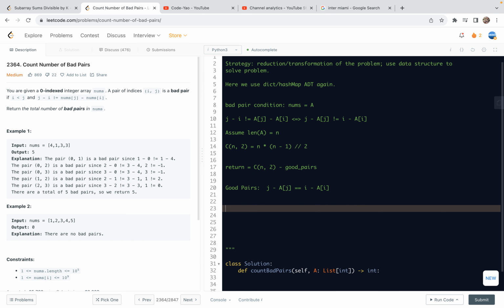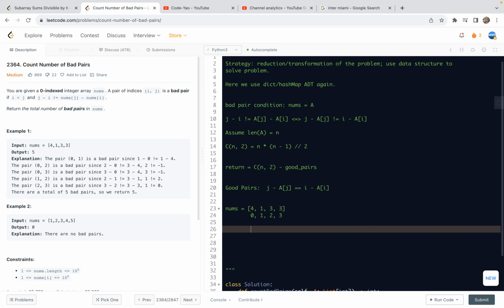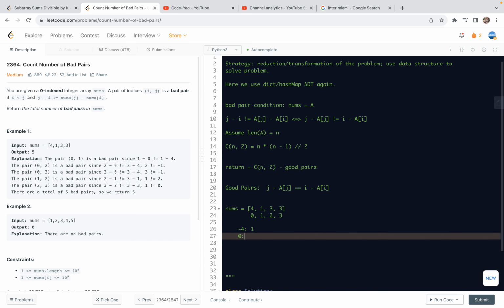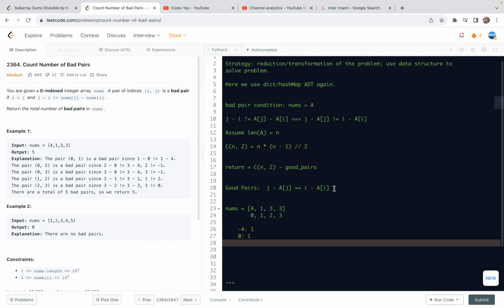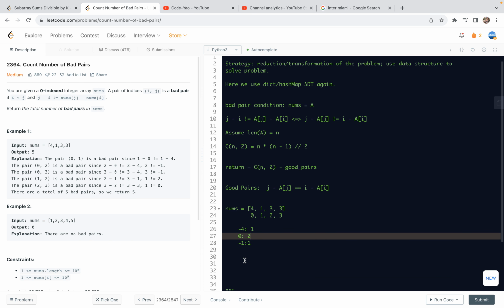For example, let's use the nums in this example. So we have the indices 0, 1, 2, and 3, and then we compute the index minus the number. So the first one is -4, and it appears once. The second one is 0, so it appears once for now. Then 2 minus 3 is -1, so it appears once. And 3 minus 3 is 0, so it appears again. So in other words, 0 appears twice.